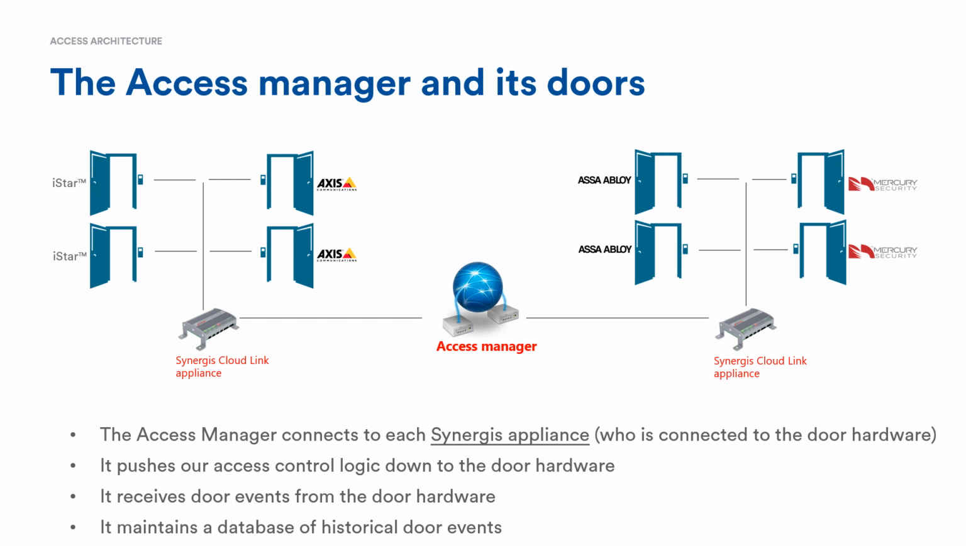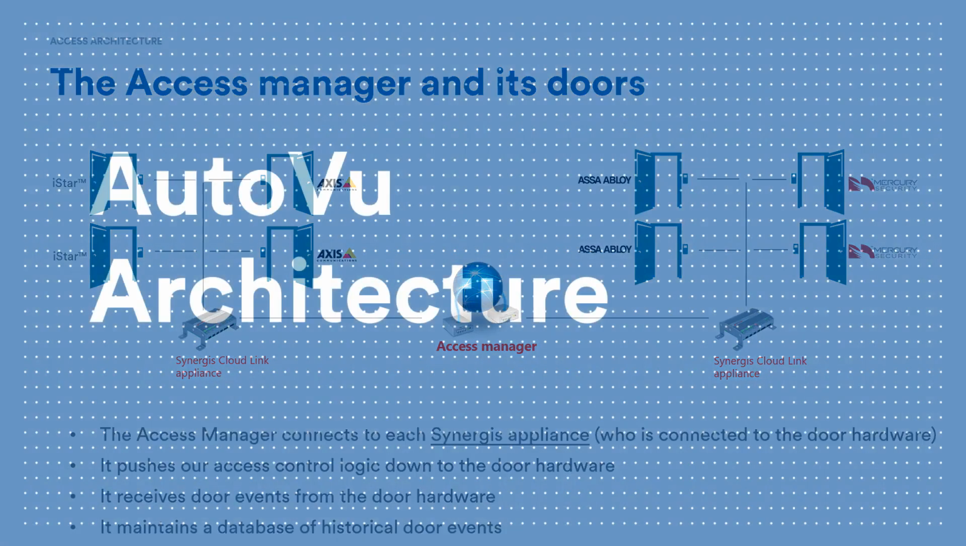So that concludes our overview of access architecture. Let's move on to ALPR, or Automated License Plate Recognition.